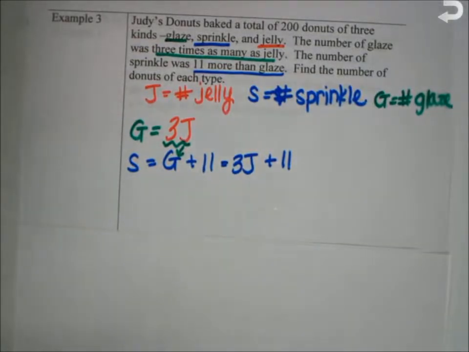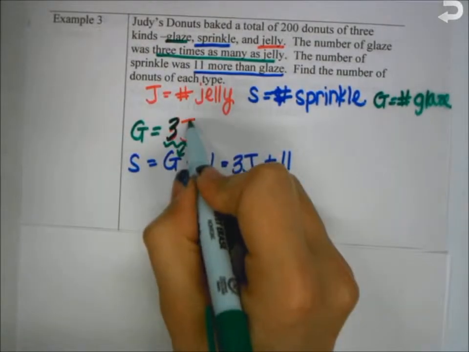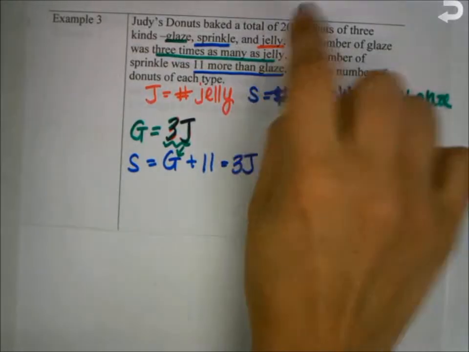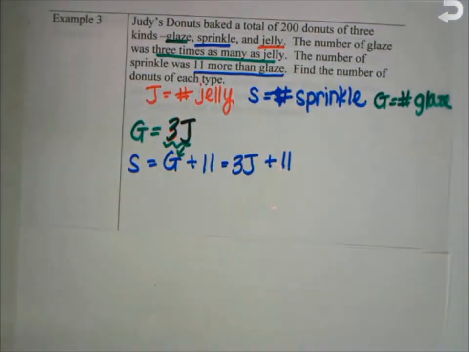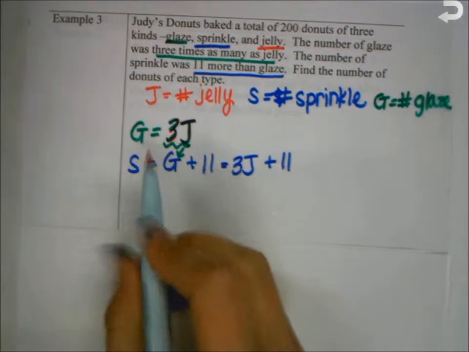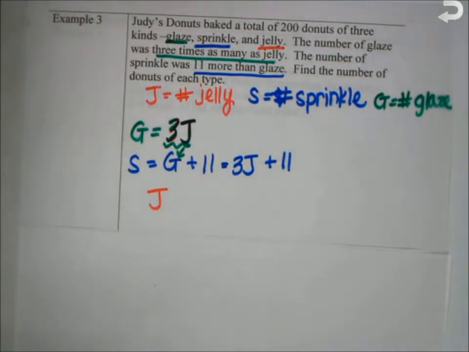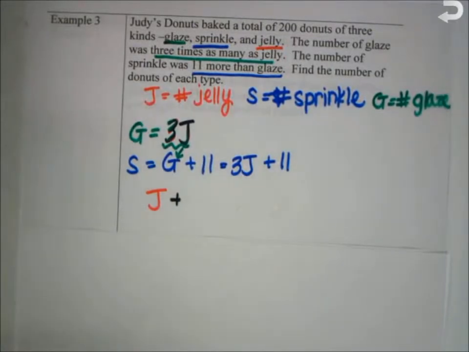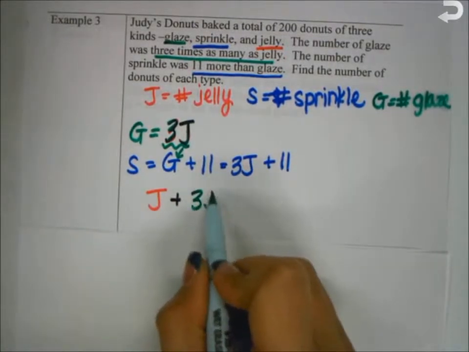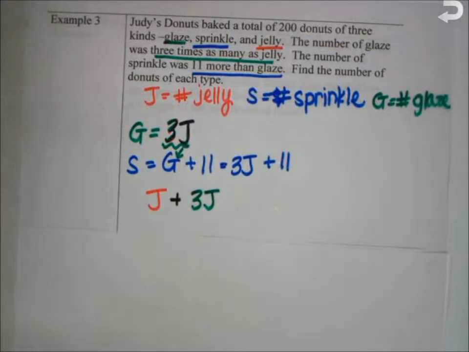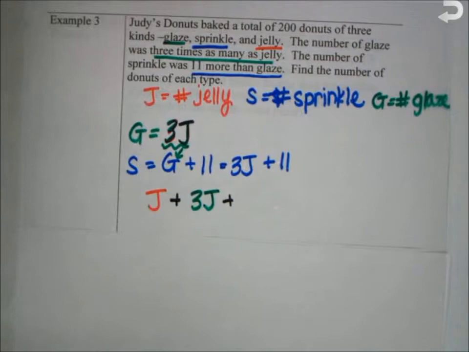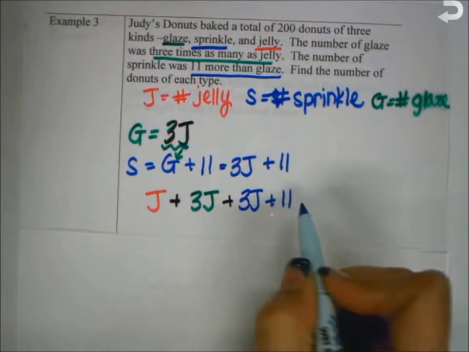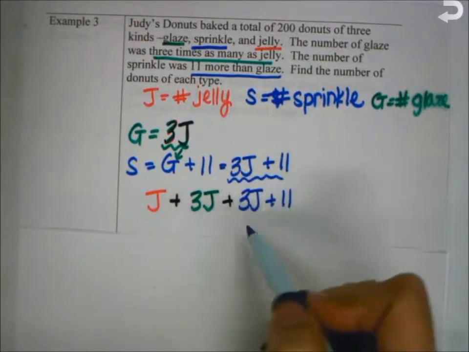So the total number of donuts was what? 200. So we're going to add them all up together. We have the number of jelly donuts, which is J, plus the number of glazed donuts, which is 3J, plus the number of sprinkled donuts, which is 3J plus 11. You need to put the whole thing in there. All of that equals 200.